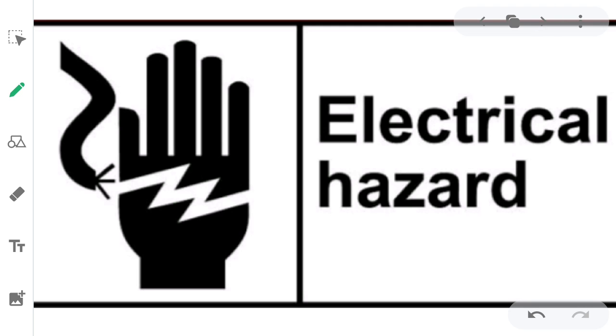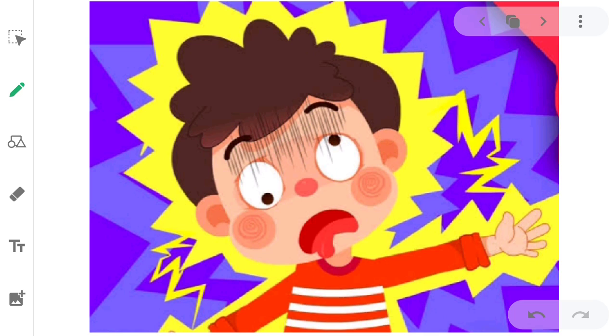Okay. Now we will see about the electrical hazard. Electrical hazard means the problem which can occur due to electricity. Mainly three kinds of hazard may occur. First one is, if a person touches the electrical wire, then he gets a severe electric shock. In that case, the electric shock can even kill that person. That is one of the hazards.